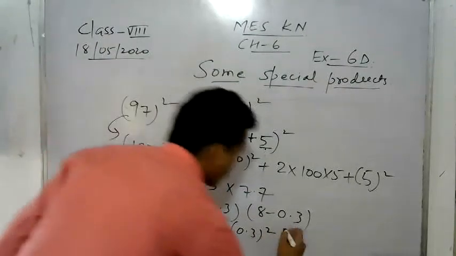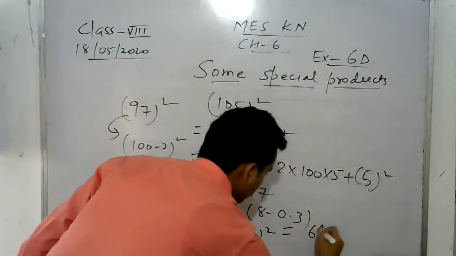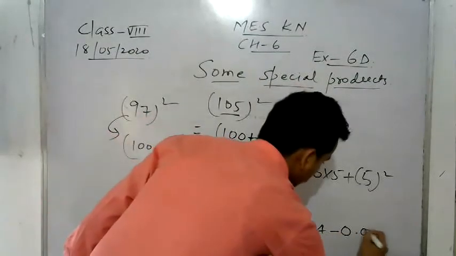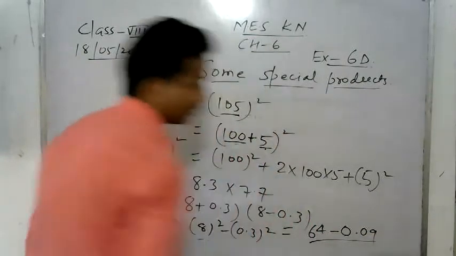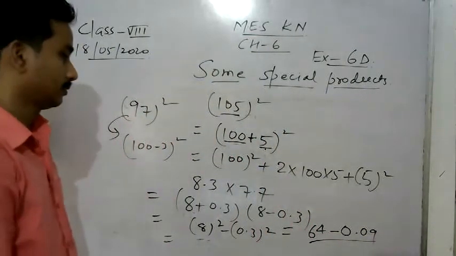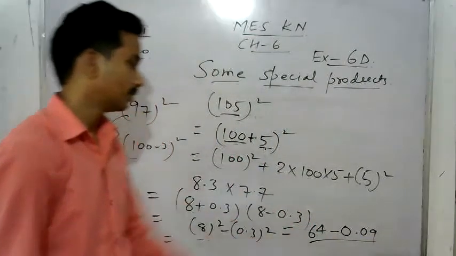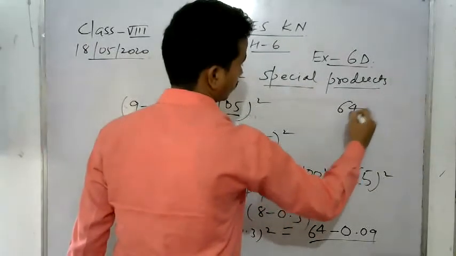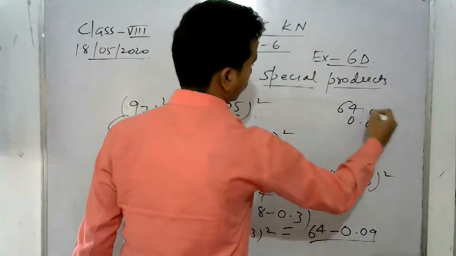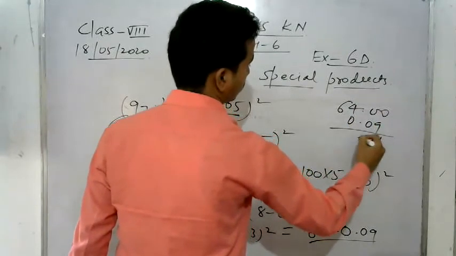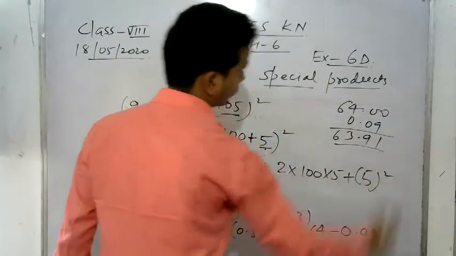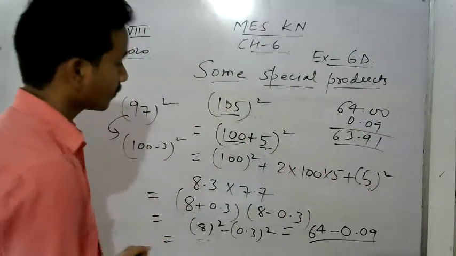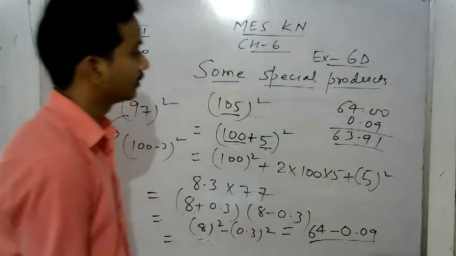So I am going to write it here. 8 square is 64, and 64 minus 0.3 square. 0.3 square is 0.09. Now subtract it: 64 minus 0.09 gives 63.91. So when you multiply it, you will get 63.91.